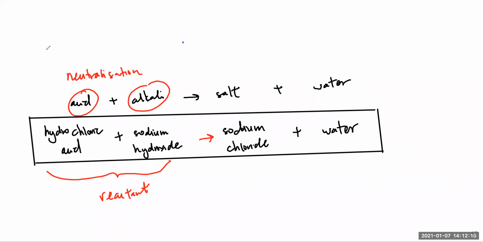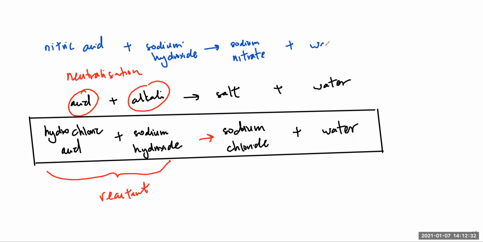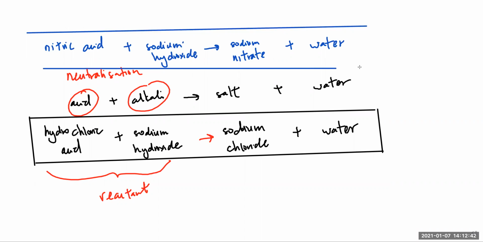So for example, if I was using nitric acid together with sodium hydroxide, this will also be a neutralization reaction. And the equation would be acid and alkali. Now my salt will be called sodium nitrate. And water. So, as usual, the first two are my reactants and the last two are my products.